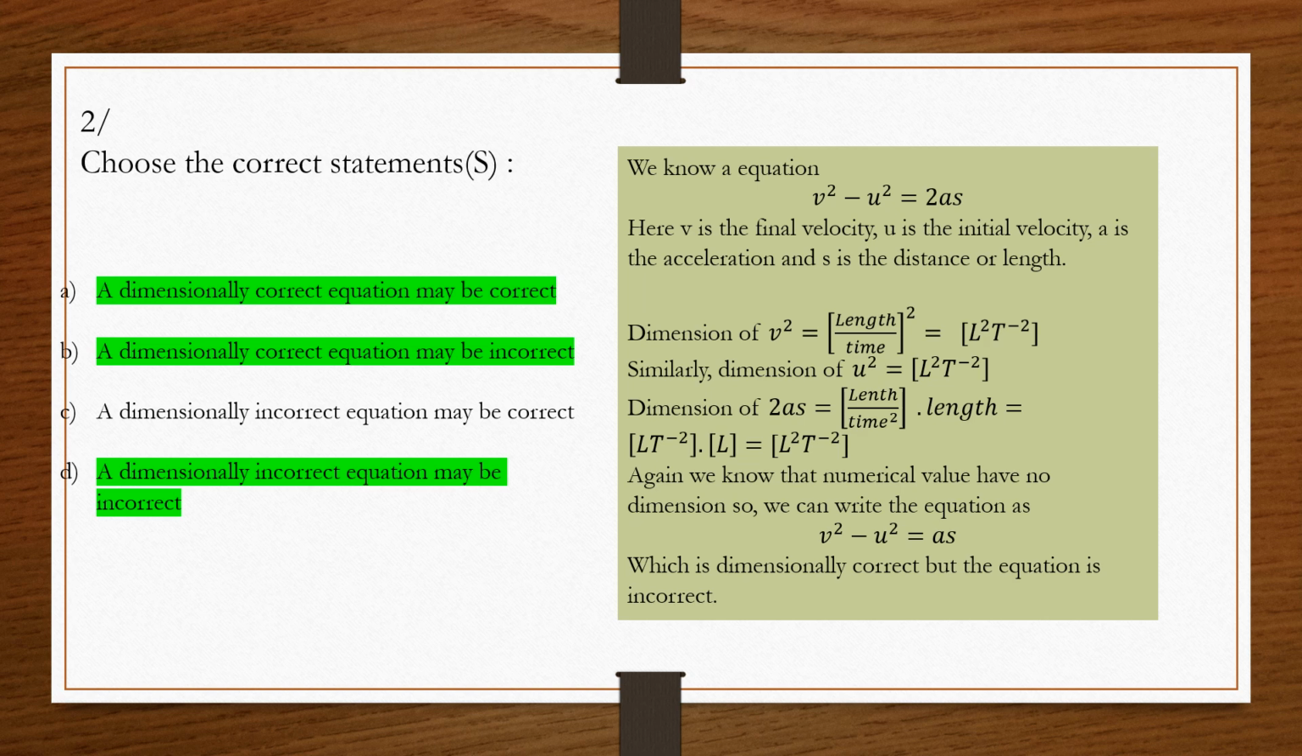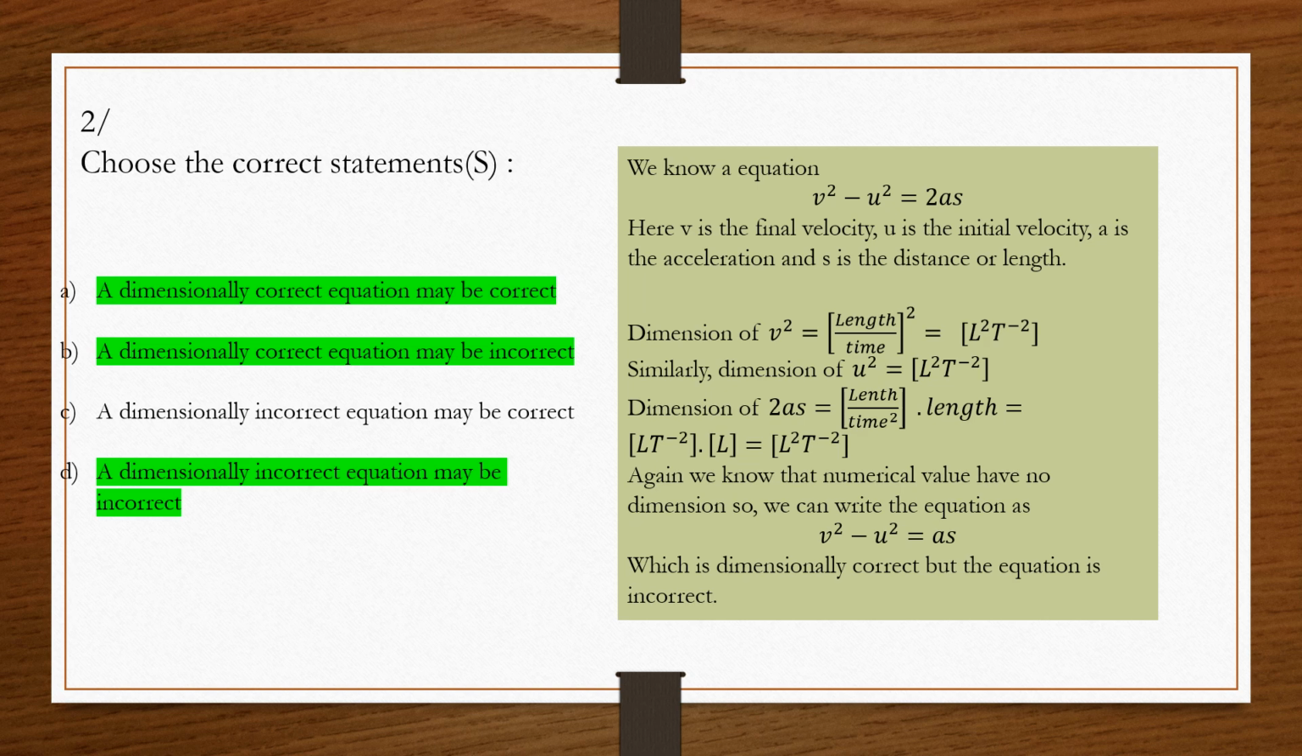So we know the dimension for velocity is length by time, and because here it is v square, the dimension will be L2 T minus 2. Similarly, the dimension of u square will be L2 T minus 2, and for 2as, 2 is the numerical value which has no dimension, and a is the acceleration, that is length per time square, and s is the displacement, that is length. So here the dimension of 2as will be L2 T minus 2.